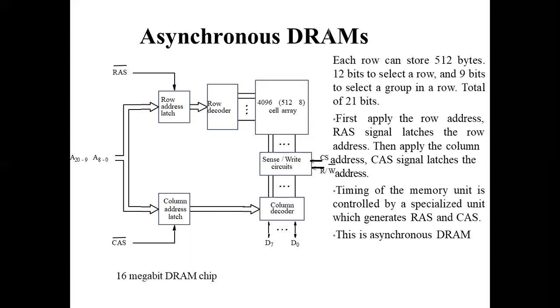First apply the row address RAS. What is the full form of RAS? It is row address strobe. The signal strobes the row address, then apply the column address. The CAS signal, that is column address strobe, latches the address. Timing of the memory unit is controlled by a specialized unit which generates the row address strobe and column address strobe. This is asynchronous dynamic random access memory.